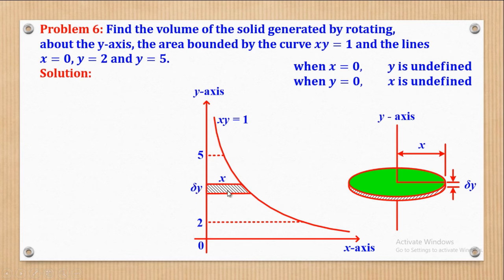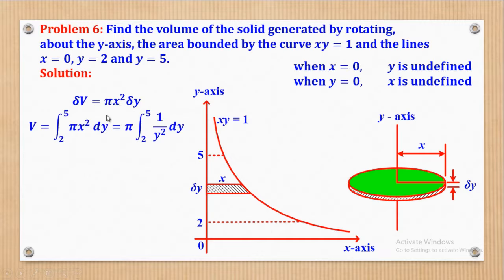Now when I rotate about the y-axis, the elementary disk formed will be in this shape, whereby x is our radius and the small change in y is our height. Therefore the volume of that elementary disk will be pi x squared times the small change in y. And to get the total volume, I'll integrate from 2 to 5. 2 is here, 5 is here. Of this, which is pi x squared delta y, becomes dy.